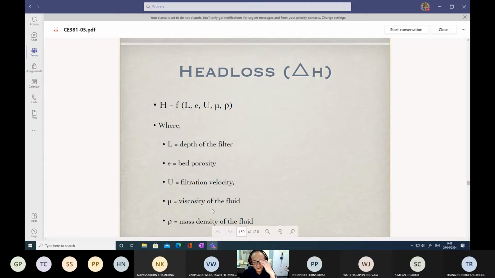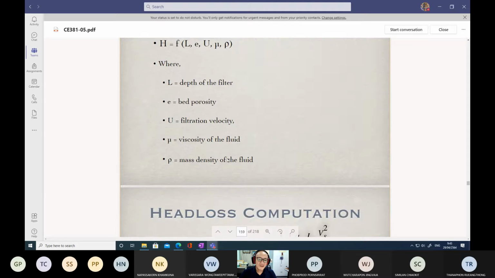Okay, so the other two parameters, viscosity and mass density, are the physical properties of the fluid. If our fluid is just water, these two parameters cannot be changed. Anyway, it depends on the temperature. So if the temperature varies, these two parameters may be slightly changed. So these are the three major factors.